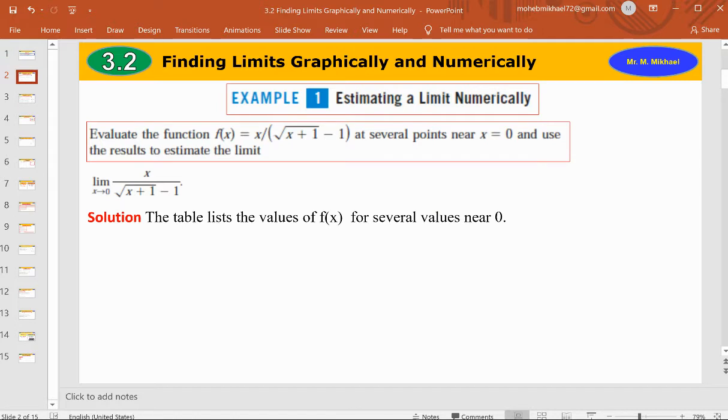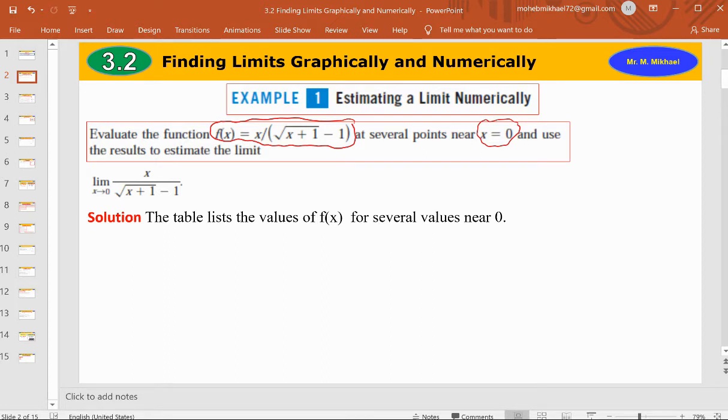Let's get started. In our first example, we are going to estimate the limit numerically, but I will refer to the graph also because numerically and graphically are connected to each other. Although this example focuses on the numerical way, I will also refer to the graphical way. Take this example. Evaluate the function f of x equals x over the square root of x plus 1 minus 1 at several points near x equals 0, and use the results to estimate the limit.